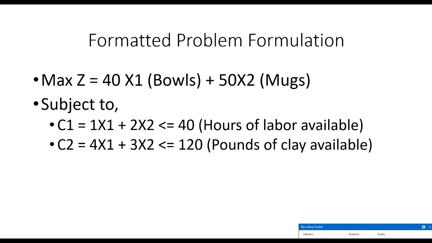Step 1, we collect everything, we format the problem, we change our natural language problem into the standardized format. Now, we don't have to do that right now because we've done this problem many, many times. So I've skipped several steps and we've arrived here. Maximize z equals 40x1 plus 50x2, subject to constraint 1: 1x1 plus 2x2 is less than or equal to 40. For C2, 4x1 plus 3x2 is less than or equal to 120. That is everything we've done so far. This is our properly formatted problem formulation.